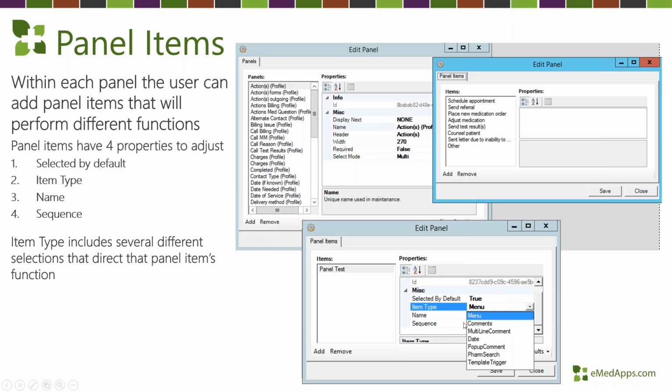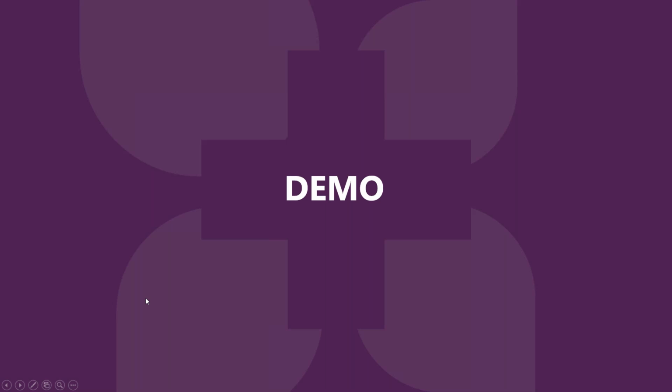And then sequence, you can't see it because of the screenshot, but under sequence, that's how you order your panel items. That's how you order your different panel item selections right here under items where it says schedule appointment, send referral. You would just start out, the top one is one, and then on the way down, just working your way down through the different selections.